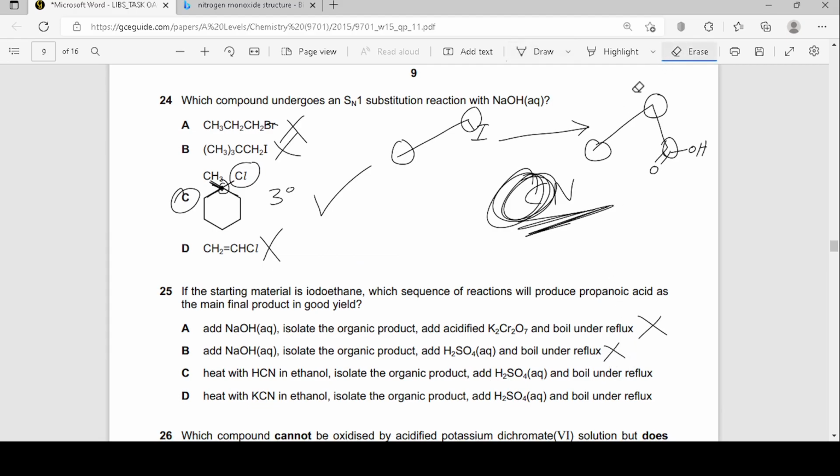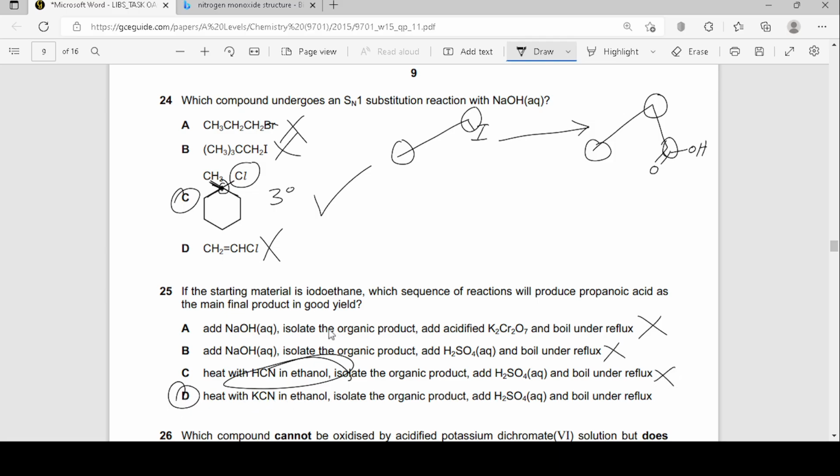Heat with HCN in ethanol, isolate the organic product, add H2SO4. Now that could be right, but the problem is HCN in ethanol is not for haloalkanes, that's for aldehydes and ketones, right? Yeah, I think so. I should really revise my organic chemistry, but yes, HCN in ethanol is not the one you use to add CN to haloalkanes. You use KCN with ethanol, right? So your answer is D. Basically, that's immediately process of elimination. Your answer is D.